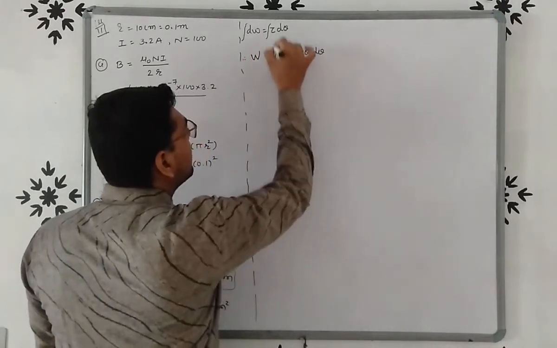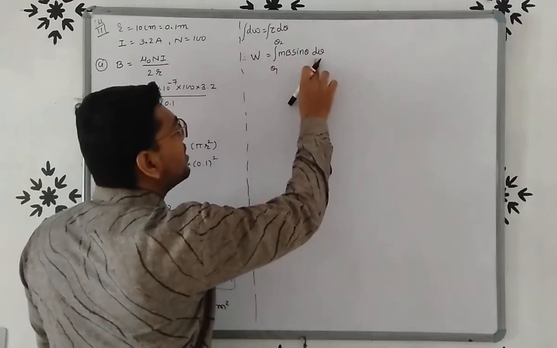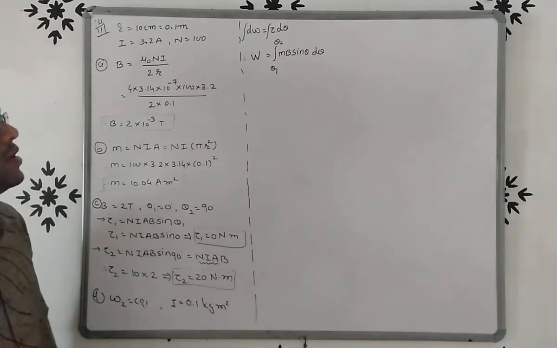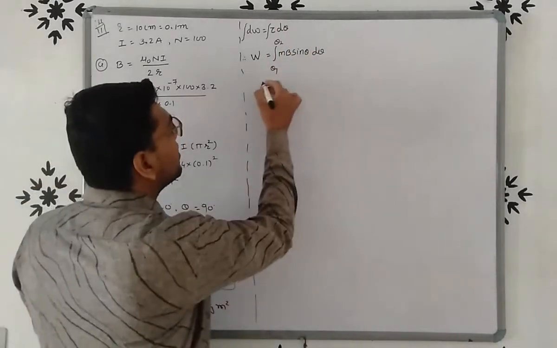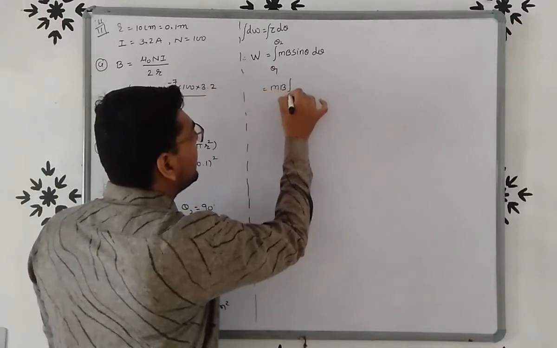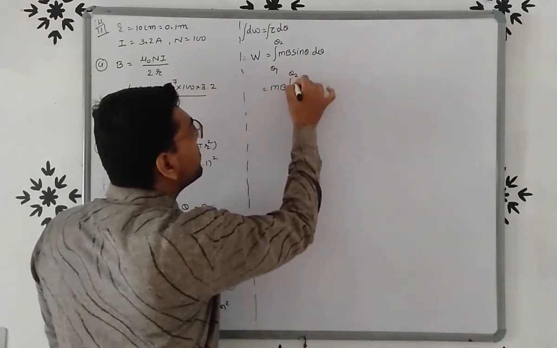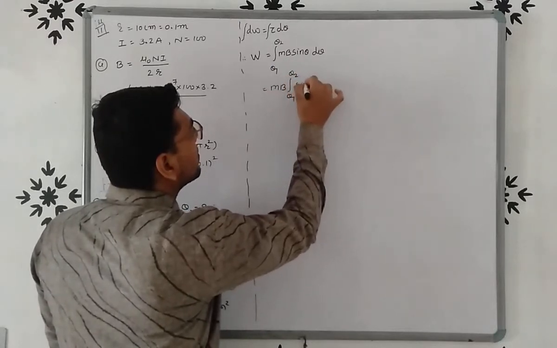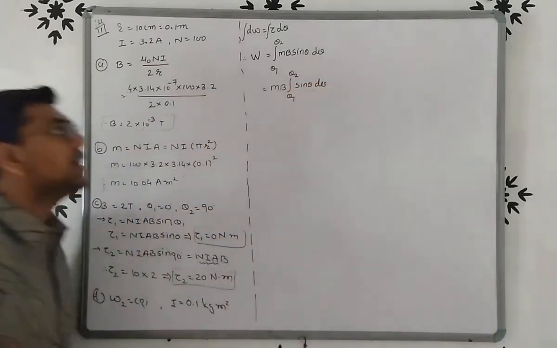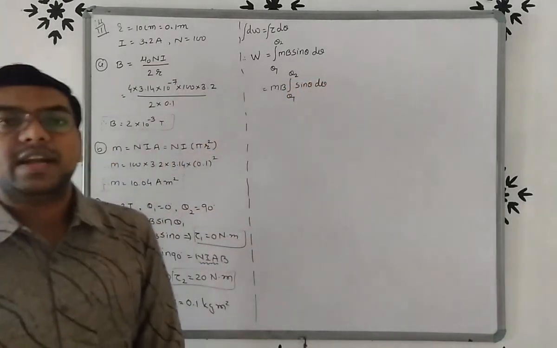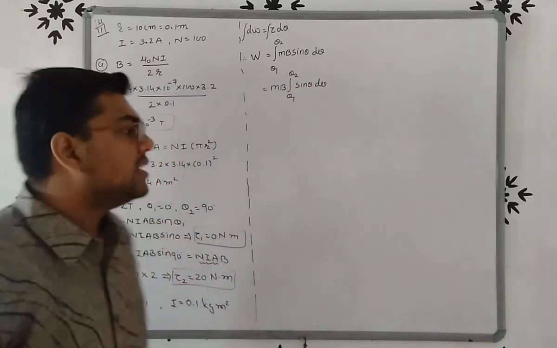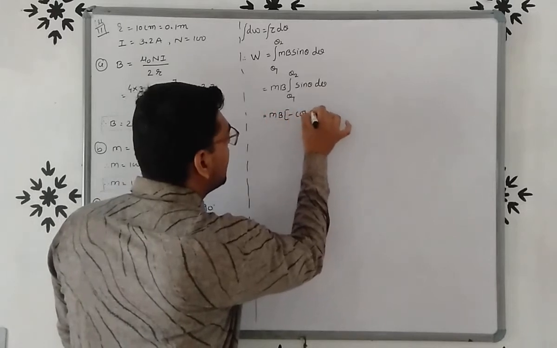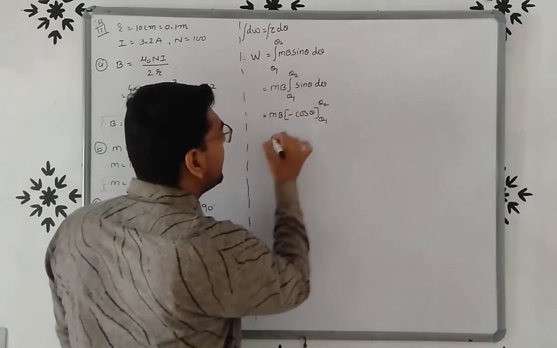And here the lower limit of the angle is theta 1 and the upper limit is theta 2. We know that m and B are constant, so we take mB common: integration theta 1 to theta 2 sin theta d theta, right? Now we already know that the integration of sin theta is minus cos theta. So mB minus cos theta, lower limit theta 1, upper limit theta 2.